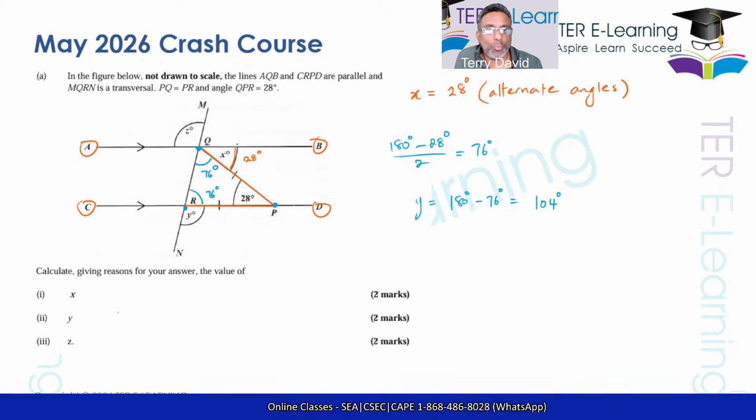Or you could have found Y by just adding the 76 plus the 28. So 76 plus 28, you should get 104 as well. That's an alternative way. Sometimes when you're doing geometry questions, there is more than one way of working the problem. So yeah, that's correct, 104. And the next thing we need to work out is angle Z. Anybody know what angle Z is?